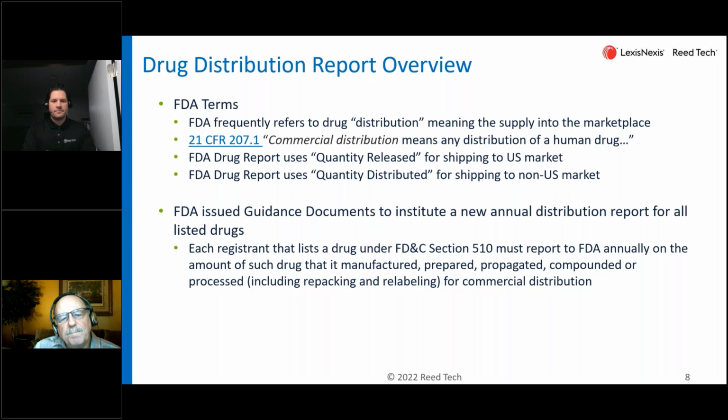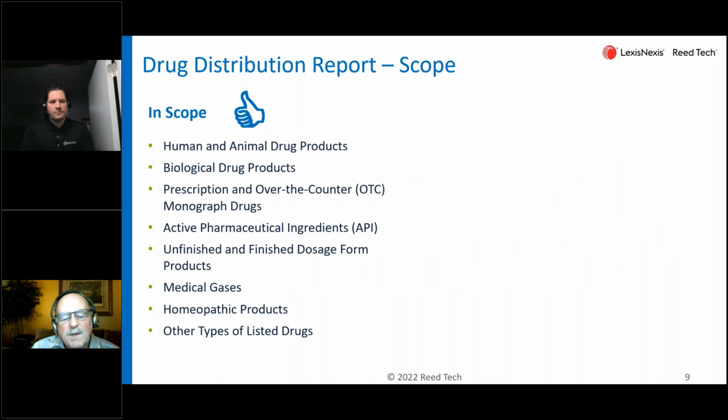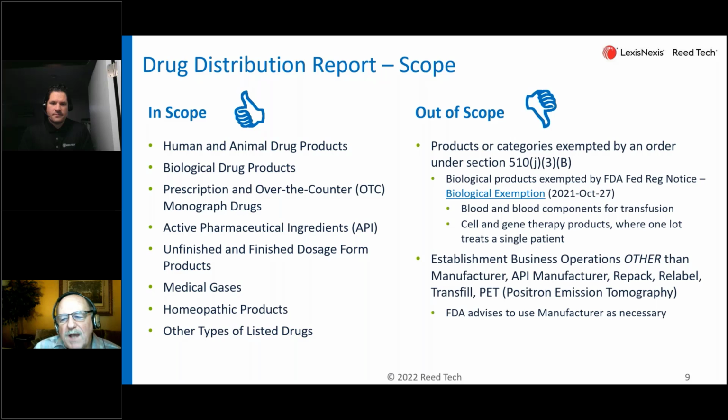Let's quickly touch on what is in scope, and it's pretty much everything that is listed. We're familiar with a lot. Well, we handle a lot of these particular products and support listings, so these are pretty common. But there's nothing left off the list. Any particular drug that you have listed with the FDA is in scope by default. Now, there are a couple exceptions. The FDA did act on a provision for the biologic products.